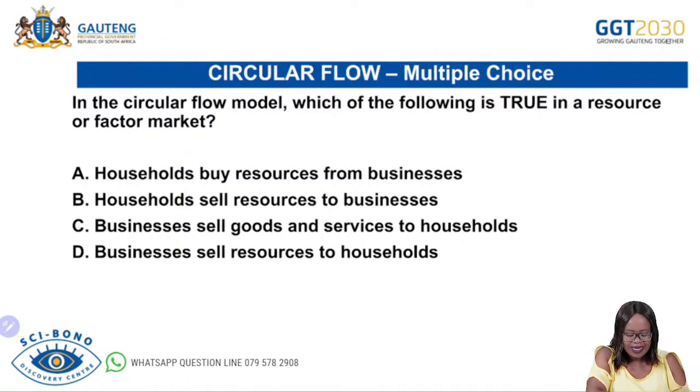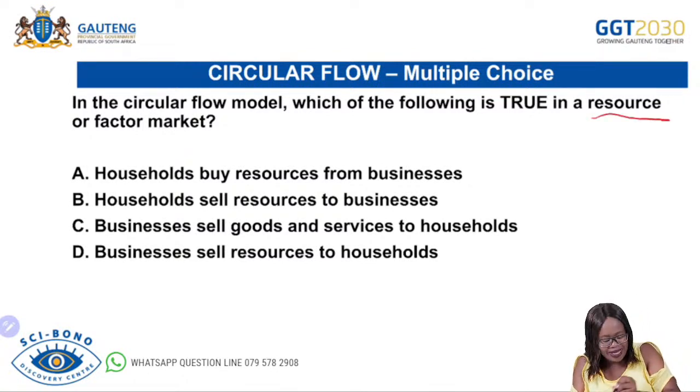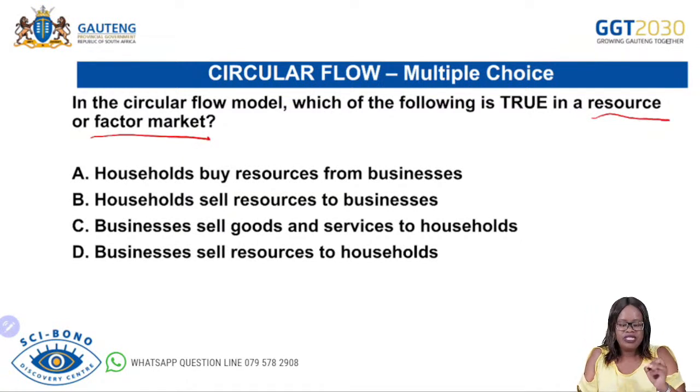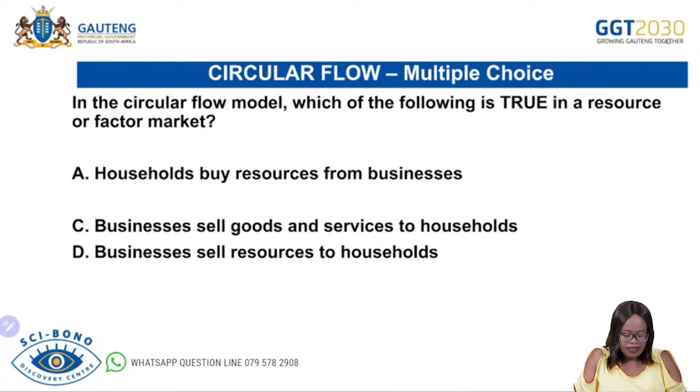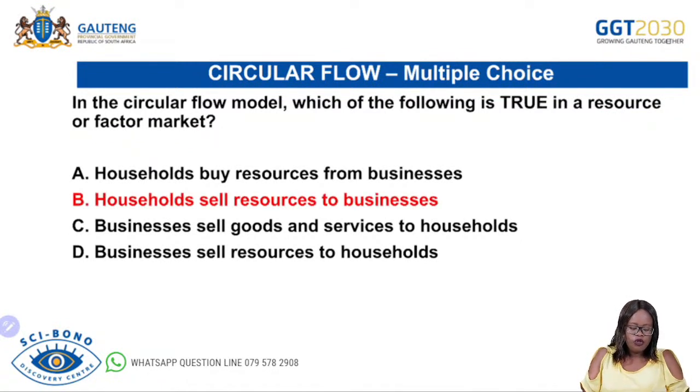Now when we move to the following question, it reads as follows. In the circular flow model, which of the following is true in a resource or factor market? Looking at the options, the correct answer is going to be option B. Why option B? Because it says that households sell resources to businesses. Remember that our households are the owners of the factors of production.